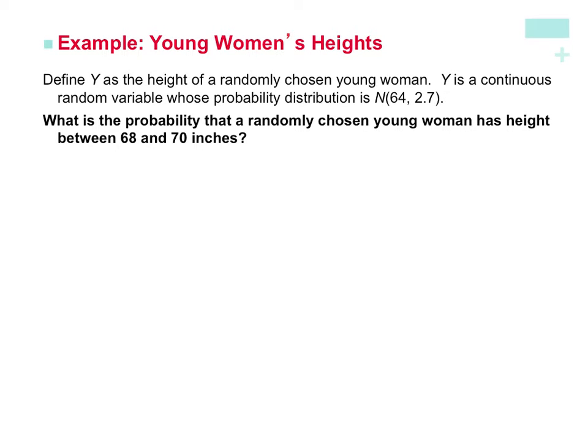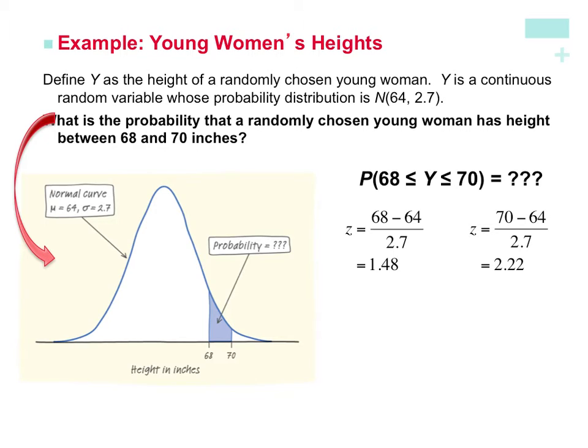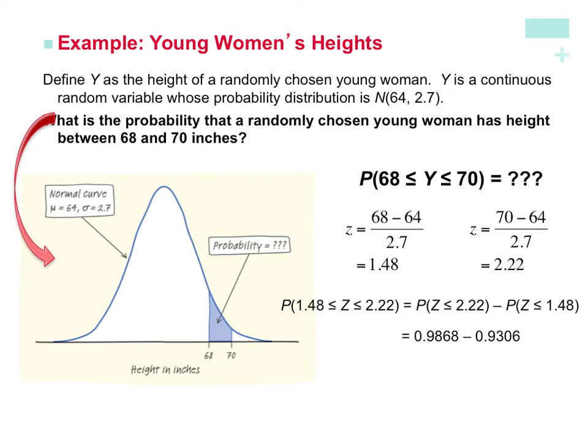We're going to find the probability that the chosen woman is between 68 and 70 inches tall. So what's the probability that a randomly chosen young woman has height between 68 and 70 inches? It's a normal curve, so we know it looks symmetrical, peaked at the mean. We need to find the probability between 68 and 70. We could use z-scores, finding the z-score for 68 and the z-score for 70, and then use either our calculators or a table. We'll use our calculators to find that the probability here would be 0.0562. That's not typically how we would have done it.